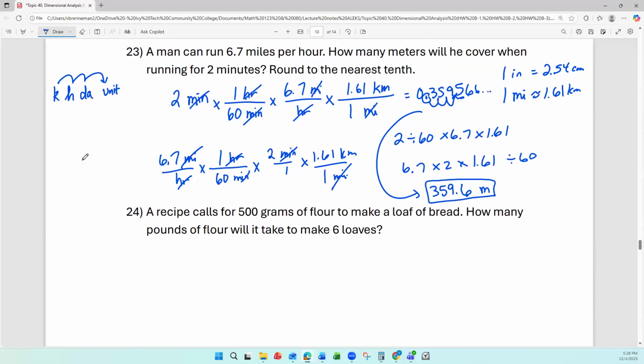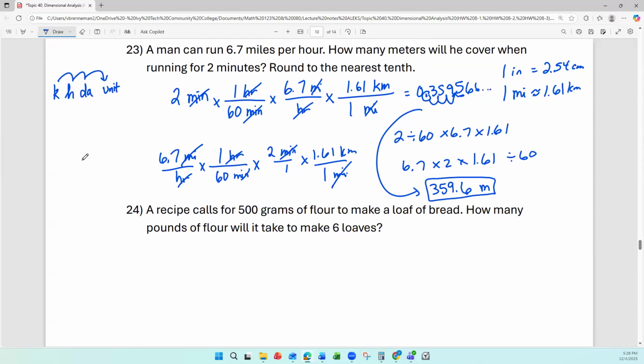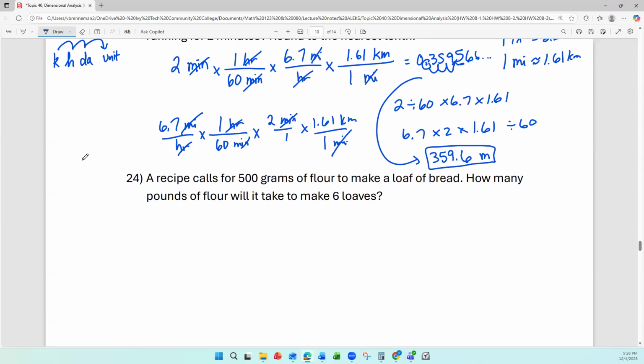Next example, a recipe calls for 500 grams of flour to make a loaf of bread. How many pounds of flour will it take to make 6 loaves? So if I start with the 500 grams, that's to make a loaf, so that's per 1 loaf. Then I can multiply that by these 6 loaves, and that's just over 1. So you might start with the 6 loaves as a starting point. And then the 500 grams to 1 loaf is a conversion from number of loaves to amount of flour. And then we want pounds rather than grams.